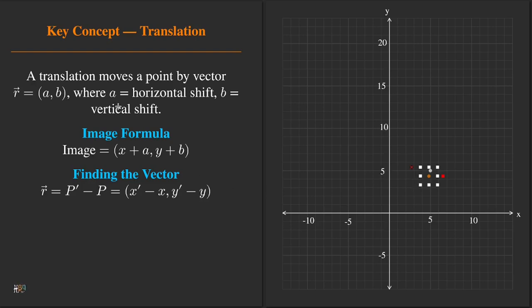So for translation vectors, we have the x component and the y component. The x component represents its horizontal shift, and then the y component represents its vertical shift. The horizontal shift can be left or right, and the vertical shift can also be up or down. So if this is my point and I want to translate it by the vector 5, 10, then it simply means on my x-axis I have to move to the right 5 times, and then on my y-axis I have to move up 10 times.